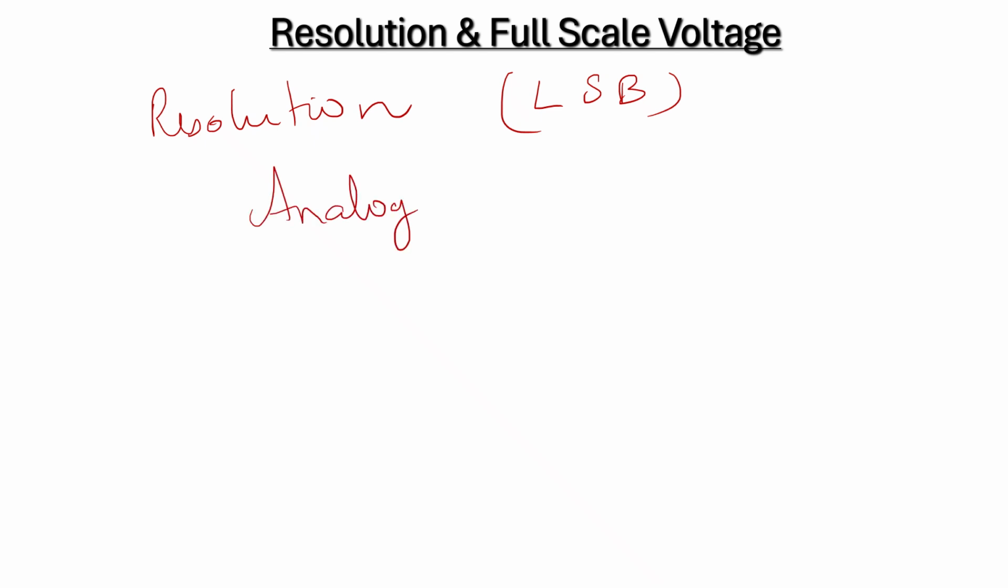The resolution and full scale value voltage. The resolution or the step size of a DAC is the smallest change that can occur in the analog output as a result of a step change in the digital input. So it depends on the least significant bit weightage. The analog output, as discussed, is equal to the value of the digital input times K, where K is the resolution or the step size.